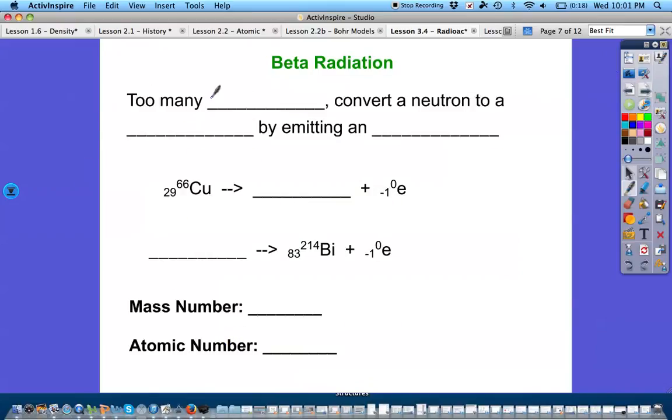So beta radiation occurs when you have too many neutrons. And so we're going to convert a neutron to a proton by emitting an electron. So if you think about the neutral sign that I gave you, and put a plus and a minus. So for it to be neutral, plus and minus have to equal each other. And then we're changing this neutron into a proton. And we're giving off an electron.